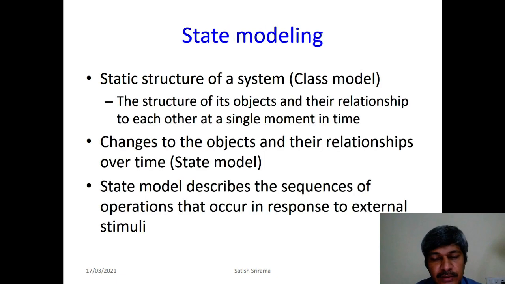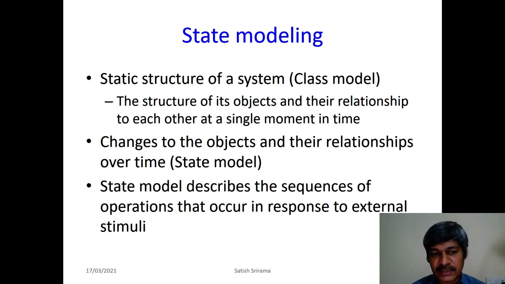So we already have seen the class models, the static structure of a system. That is, the structure of its objects and how they are related, meaning the relationships between the objects at a single moment in time. That's what this class model was basically about, where the static structure of a system is concerned. We already have discussed this in detail. Now let us start looking at the state model.